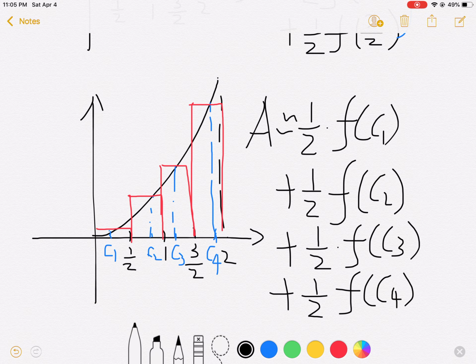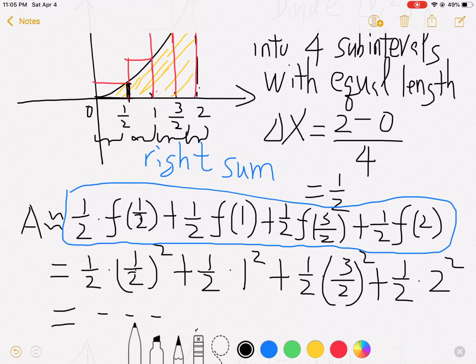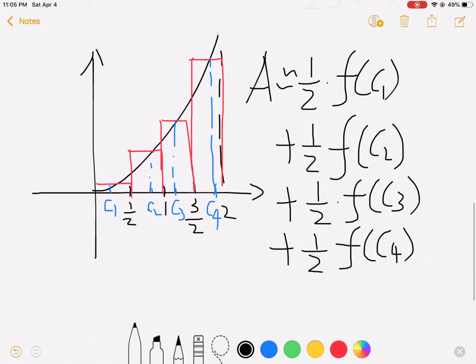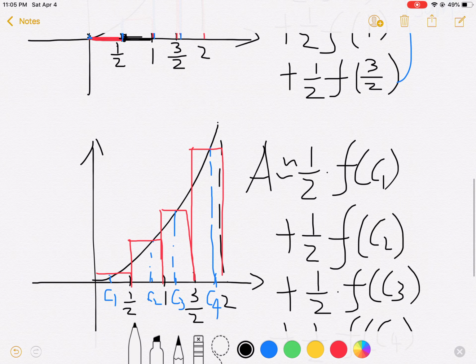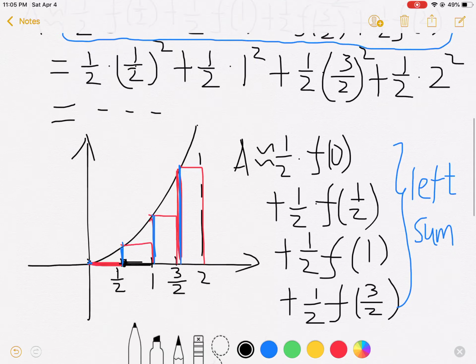And C1, C2, C3, C4 could be the left endpoints. This is called the left sum. If C1, C2, C3, C4 are the right endpoints, this is called the right sum. If they are the midpoints, this is called the mid sum. Okay, but which one is better? We don't know. We cannot identify which one is better.